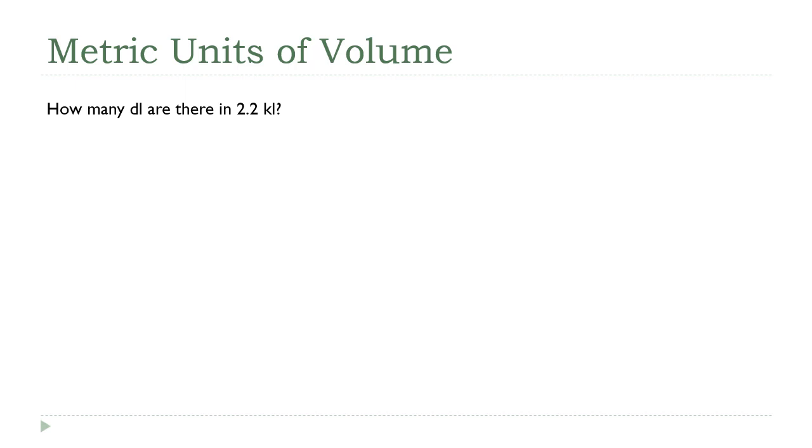So let's look at another example here. I want to know how many deciliters there are in 2.2 kiloliters. Well, this is just a straight up metric conversion, right? So I'm going to start by writing out my prefixes here. We have kiloliters, hectoliters, decaliters, then liters, then deciliters.